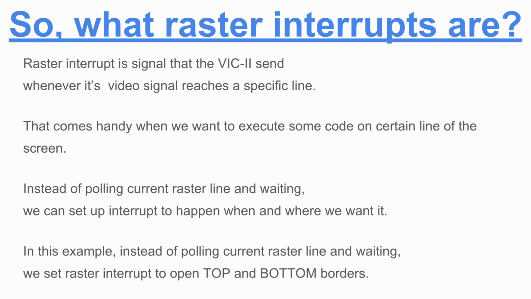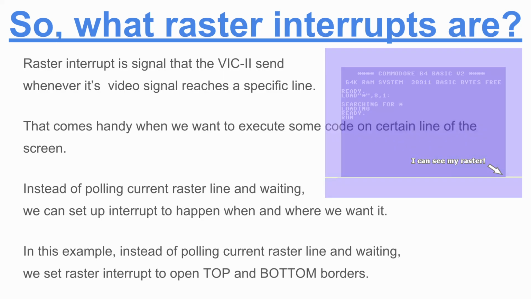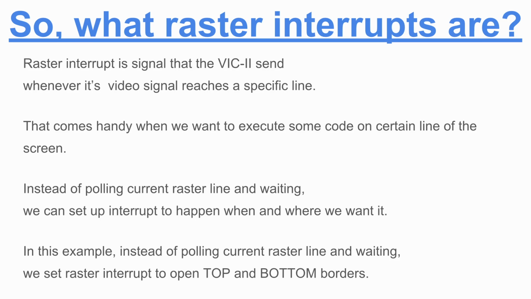Instead of polling the current raster line and waiting, we can set up an interrupt to happen when and where we want it. In this example, instead of polling the current raster line and waiting, we set a raster interrupt to open the top and bottom borders.